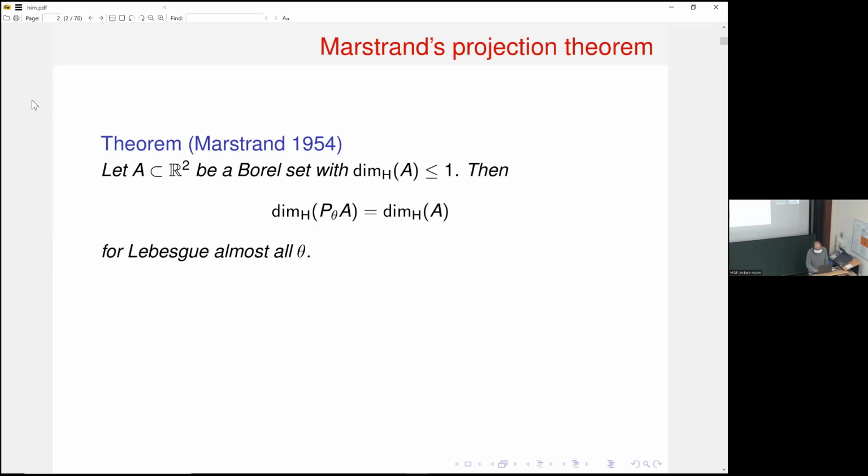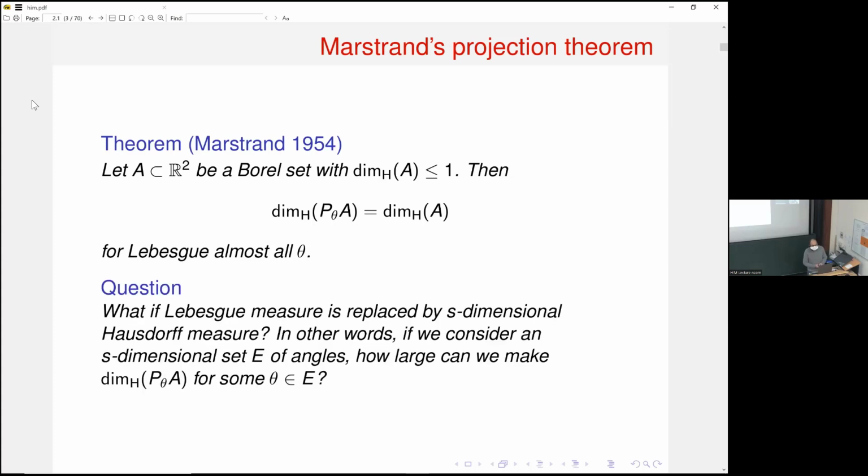So even though in general projections are not expected to be injective on A, as far as dimension is concerned, actually, even if it was injective, this wouldn't guarantee that the dimension is preserved. But nevertheless, the projections in a typical direction behave nicely enough that the dimension is preserved. And this almost all is according to Lebesgue measure. So this is very important. So this is sort of the beginning of the motivation or the history of the problem.